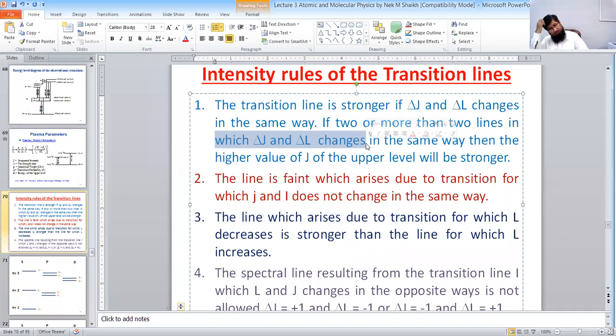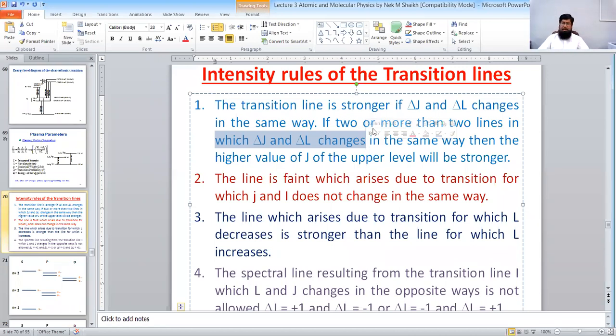अब अगर फर्ज कर लेते हैं दो ऐसी लाइनें हैं कि जिसमें डेल्टा L और डेल्टा J सेम तरीके से चेंज हो रहा है, तो फिर उन दोनों में सबसे ज्यादा J वैल्यू किसकी होगी, सबसे ज्यादा इंटेंसिटी किसकी होगी, तो जिसका J वैल्यू हायर होगा उसकी इंटेंसिटी ज्यादा होगी. This is the first rule.